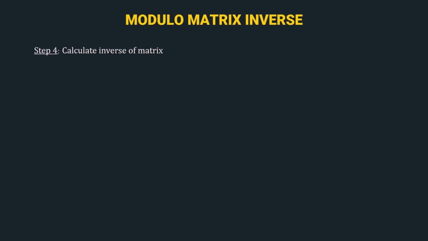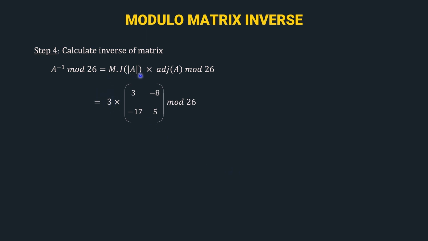So step number 4, we calculate the inverse of the matrix. So the formula is A inverse mod 26 is equal to the multiplicative inverse of the determinant of A into adjoint of A mod 26. So let's input the values that we calculated in steps 2 and 3. So this 3 represents the multiplicative inverse of the determinant of A, and this matrix represents the adjoint of A. Now as we know, this is a scalar multiplication. So in order to perform scalar multiplication, we multiply the number with each and every element of the matrix. So we have 3 into 3 is 9, 3 into minus 8 is minus 24, 3 into minus 17 is minus 51, and 3 into 5 is 15.